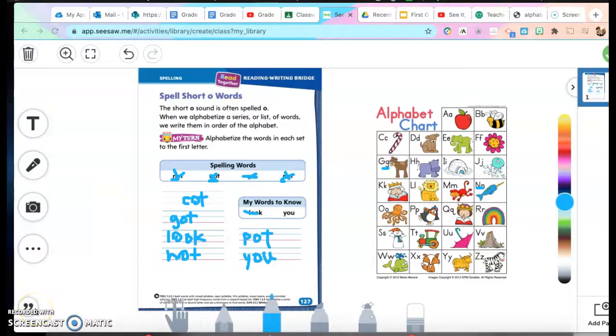So your assignment is to put the words in alphabetical order, and you're going to take a picture of that work and send it to me. And you can use the alphabet chart on the side to help you. Okay? So this is a new thing for us, and that's okay. That's why I wanted to do it with you and show you how to do it, and we're going to work on doing that together.